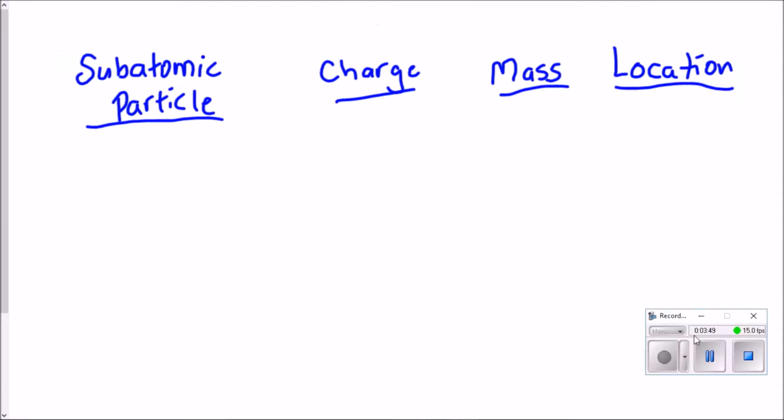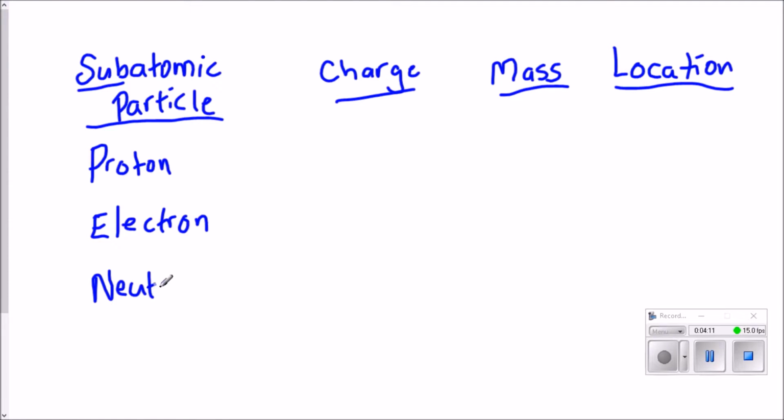So what made up that atom? Well, it was made up of something called subatomic particles. That means things that make up the atom. That's what subatomic particles means. The first subatomic particle is called the proton. The second one is the electron, okay? And the third one we'll write down is the neutron. These are the three subatomic particles that make up an atom. This is very important. Write this down. You need to know this.